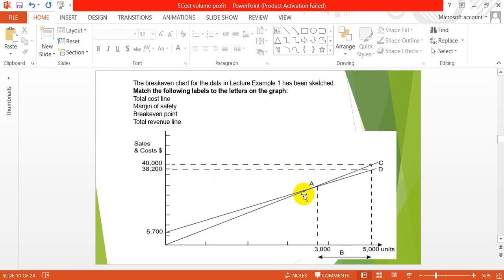C is our total revenue line. Total revenue will start from 0, because if you have sold nothing, you make nothing. As the sales increase, so will your revenues.